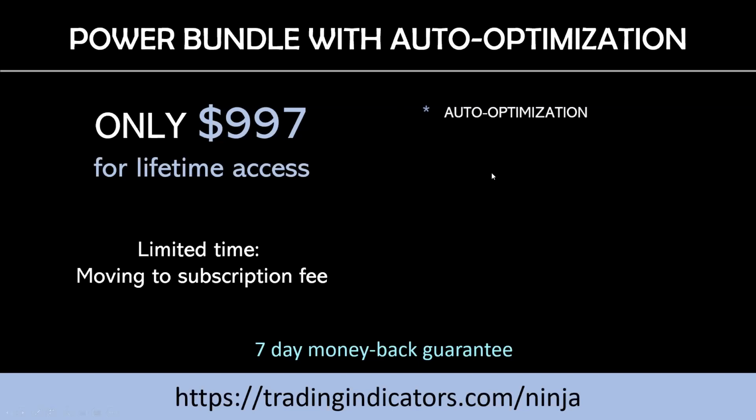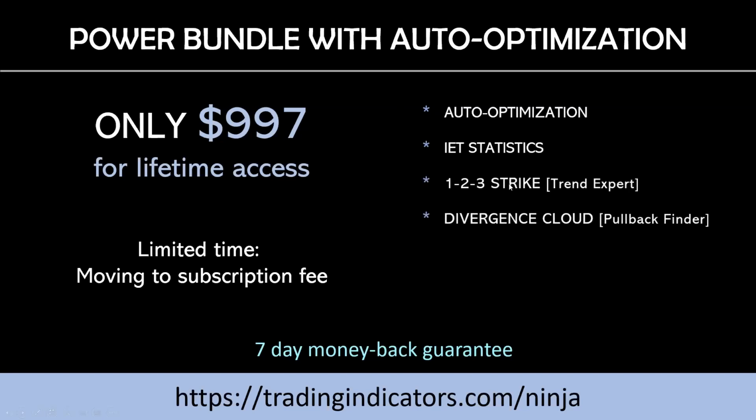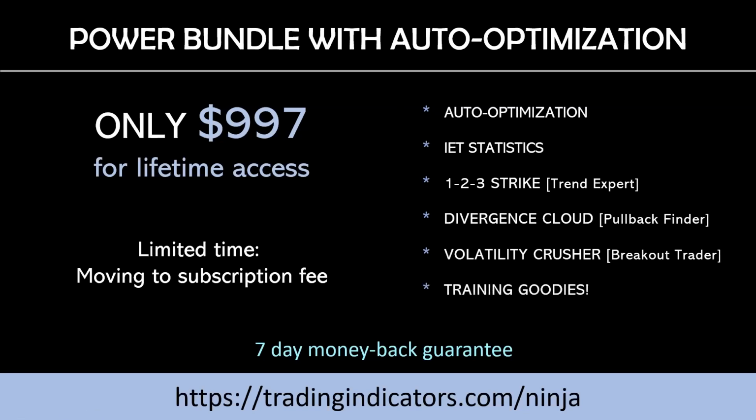Now, this will include all the auto optimization, which I've shown you. It will include all the statistics, which you've seen. It will include 1-2-3 strike for trend trading, divergence cloud for trading reverses or pullbacks, and volatility crusher for trading breakouts. And in addition to all this, we also will offer to you a whole bunch of training goodies.